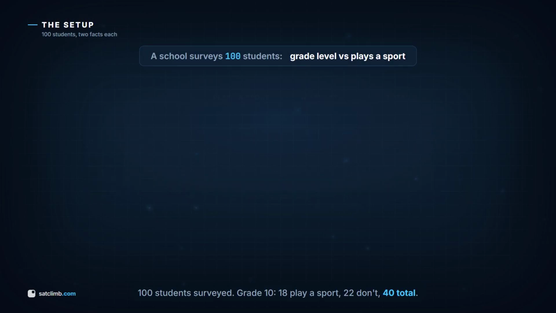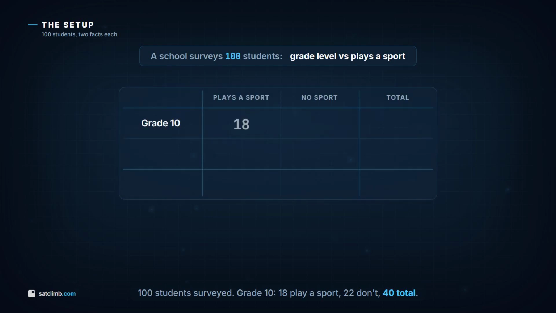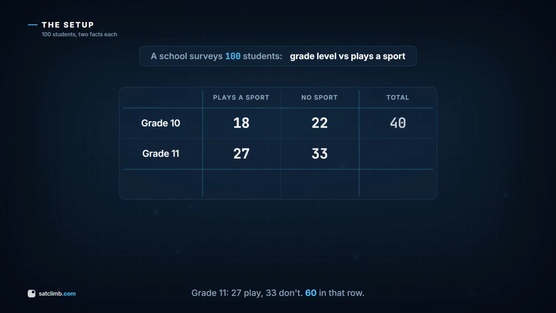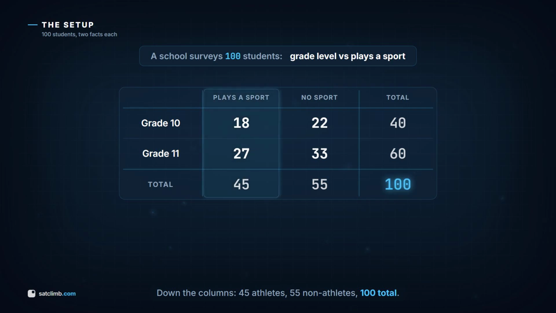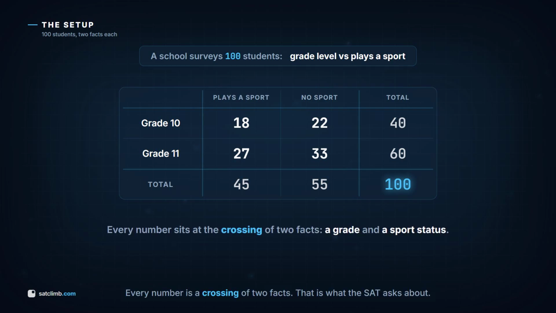Here's our table. A school surveys 100 students. Grade 10: 18 play a sport, 22 don't. That row totals 40. Grade 11: 27 play, 33 don't. 60 in that row. Down the columns, 45 athletes, 55 non-athletes, 100 total. Every number sits at the crossing of two facts, a grade and a sport status. That crossing is what the SAT asks about.